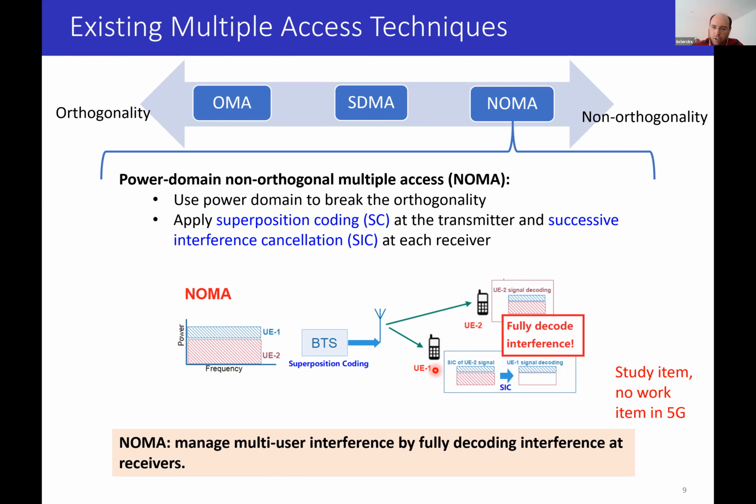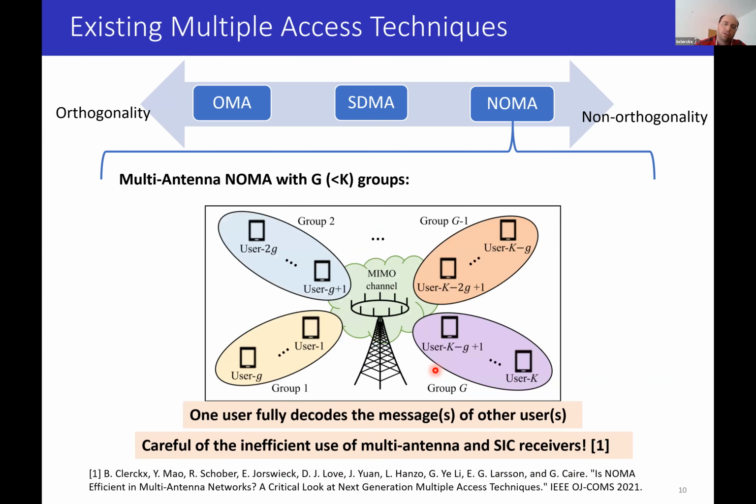So this has been looked at in 5G. This is well known in communication theory for a long time, for 50 years, but it's been looked at in 5G as a study item, and it was discontinued as a work item. Because again, we're not sufficiently significant enough. Now, there's been a lot of work on that and the combination of NOMA with multi-antenna.